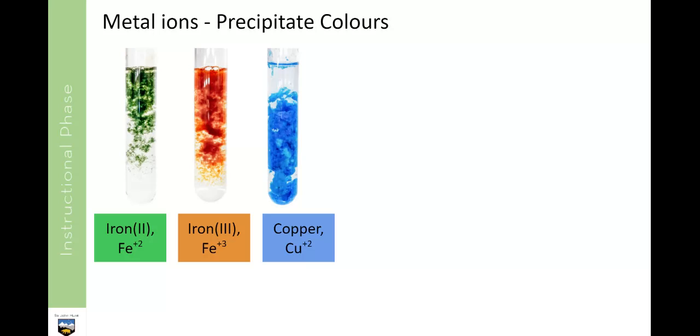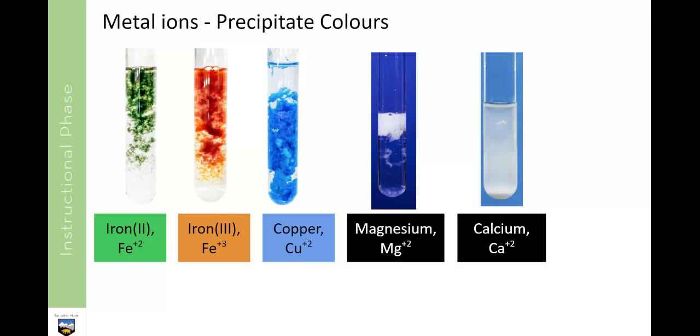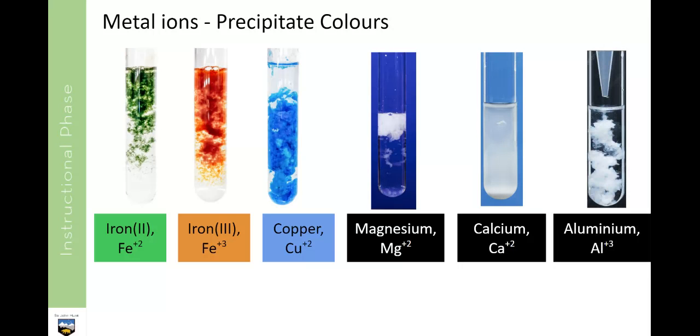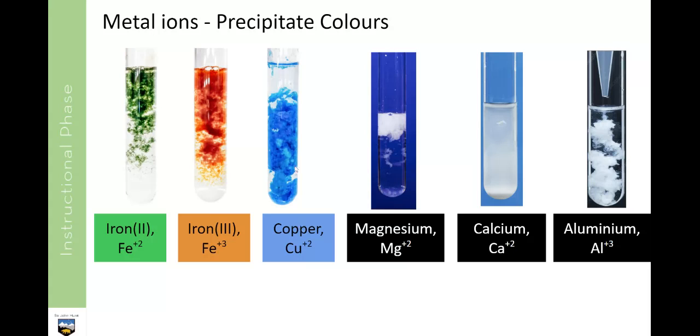Now there are 3 other colours and 3 other metal ions you need to know about. So you get magnesium. Magnesium ions produce a white precipitate. Calcium ions also produce a white precipitate. And aluminium ions also produce a white precipitate. So you've got iron 2 is green, iron 3 is orangey brown, copper is blue, and then the magnesium, calcium and aluminium all produce white precipitates.